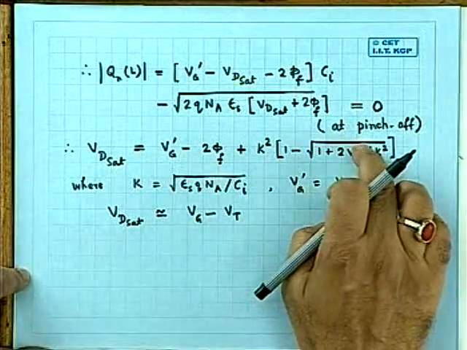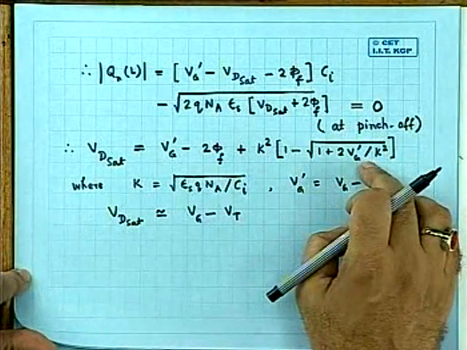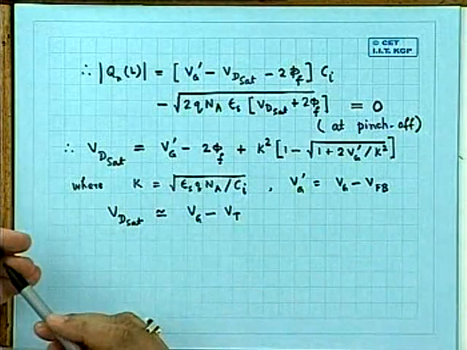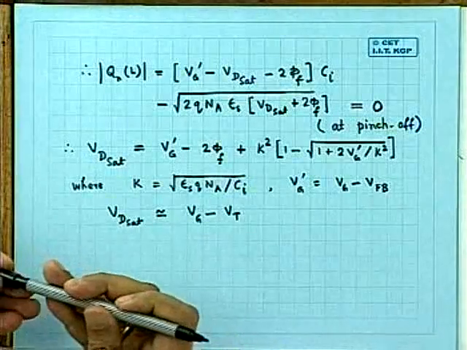Now substituting this VD sat equation into the ID expression which we derived earlier. We derived an expression for ID under this condition, which is more comprehensive. Substitute for VD this VD sat. Substituting VD sat in the ID expression.